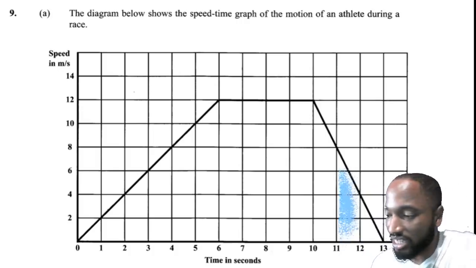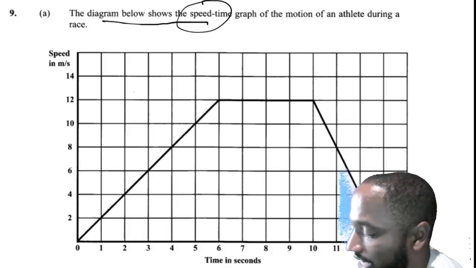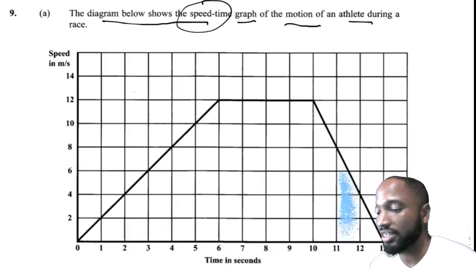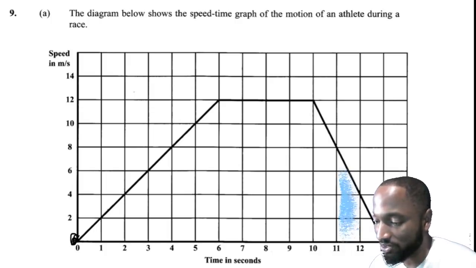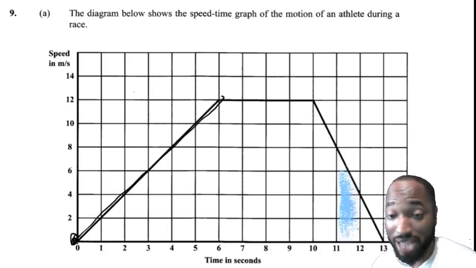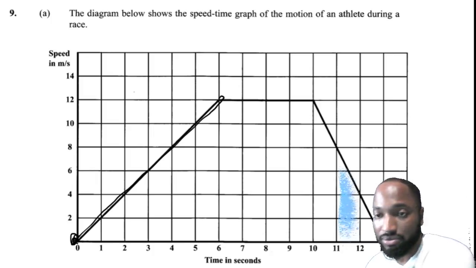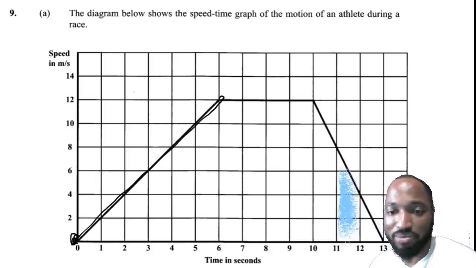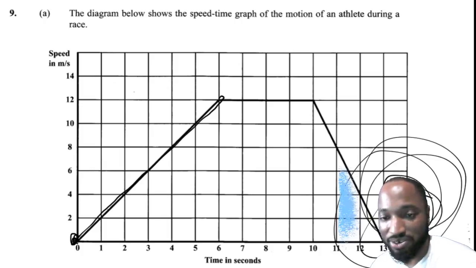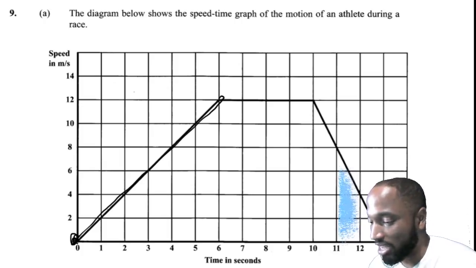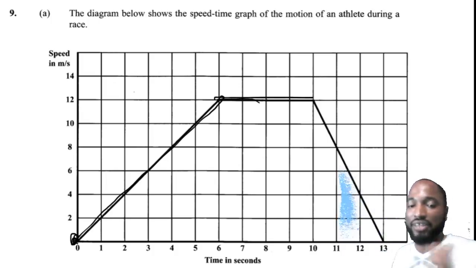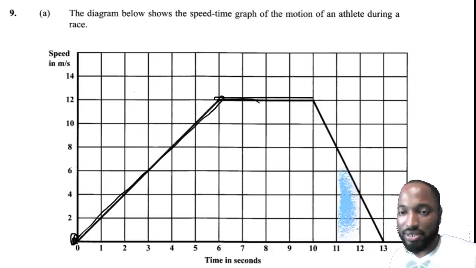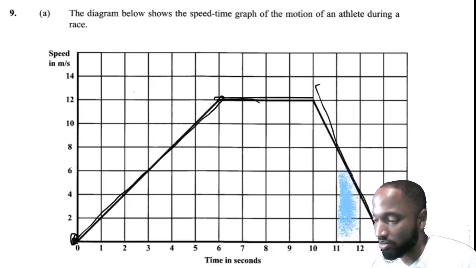So I'll read this in case you can't see it. The diagram below shows the speed time graph of the motion of an athlete during a race. And here we can see the athlete starts off and then accelerates uniformly. My head is just blocking a tiny piece right here. And then the athlete holds a max speed there. So he runs up, gets faster, then holds a max speed, and then he slows back down.